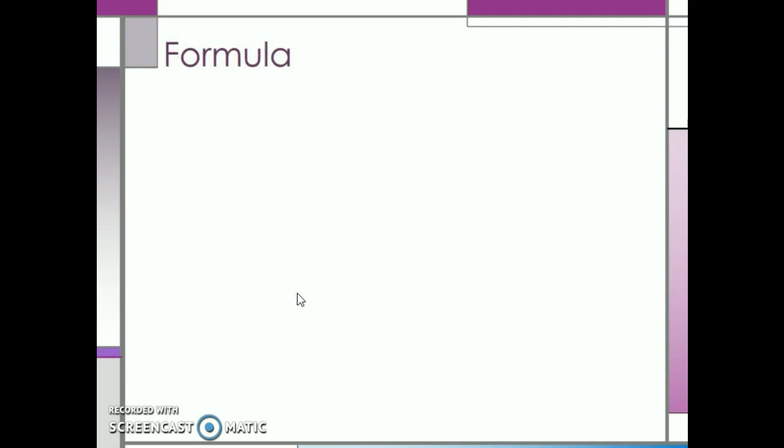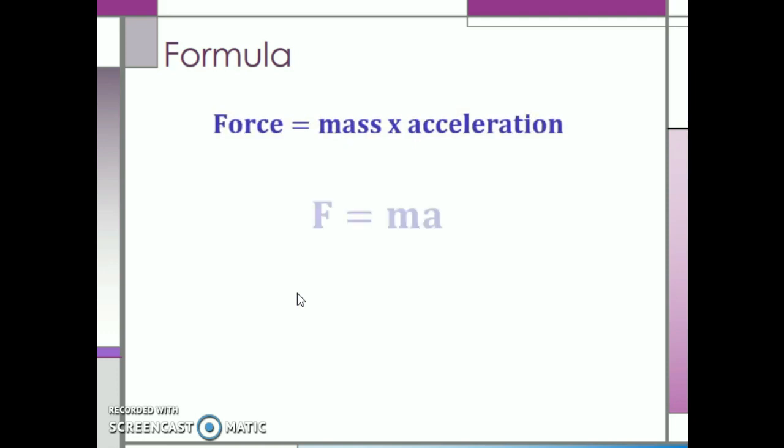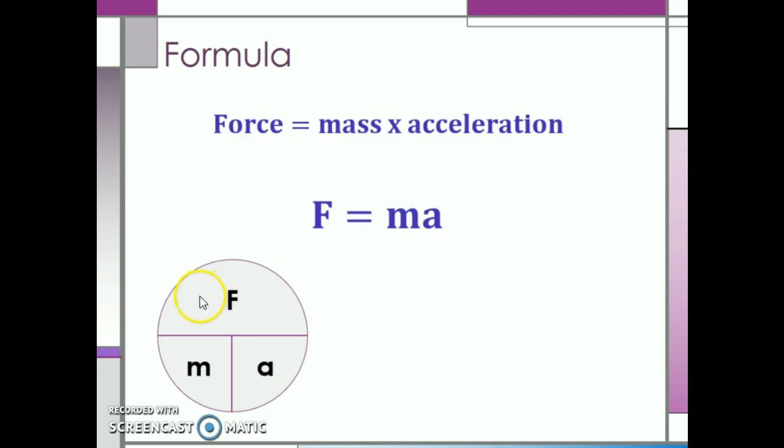Let's take a look at the main formula we will be using in this section. Force equals mass multiplied by acceleration, or F equals ma. Our equation circle has force on the top and mass and acceleration on the bottom. We can also look at the unit circles for this formula.